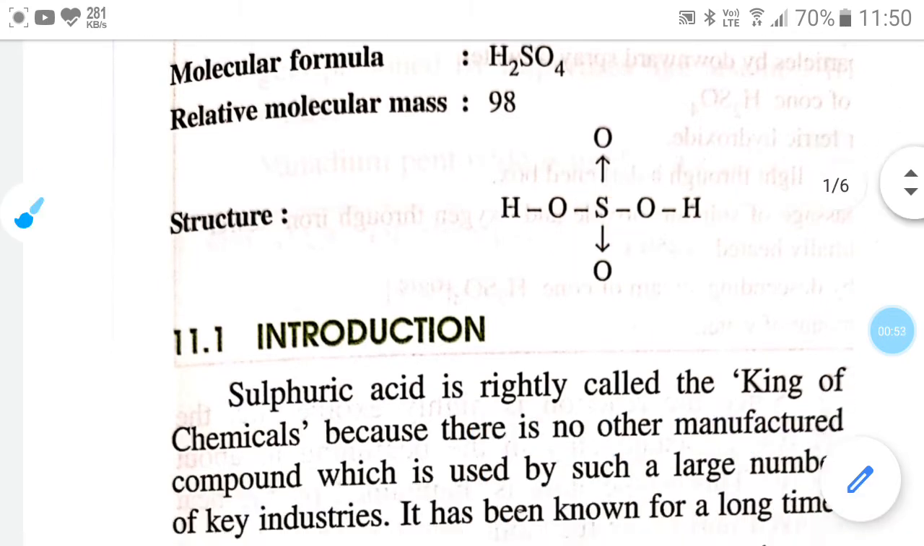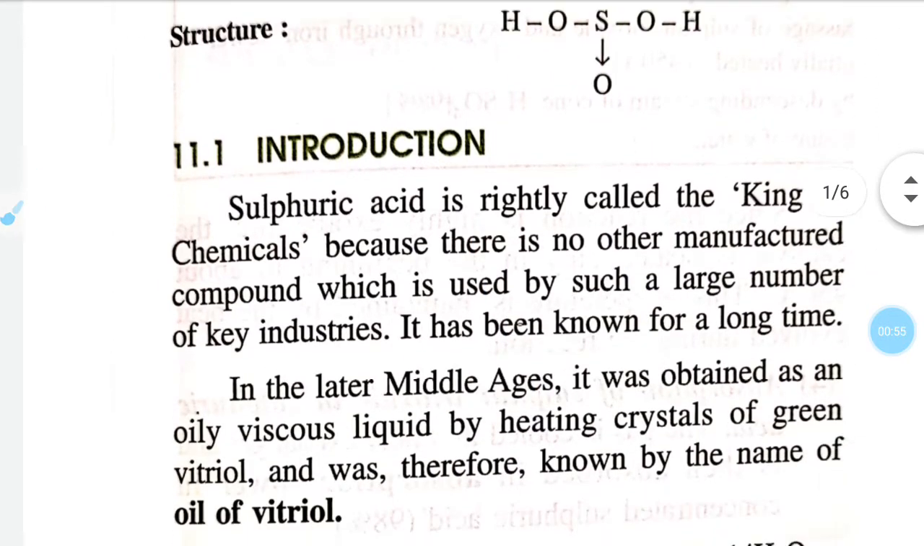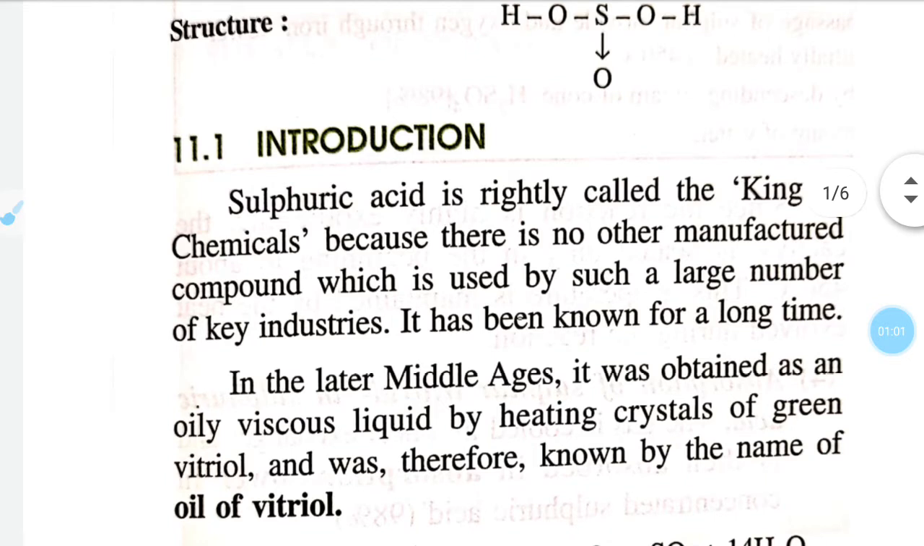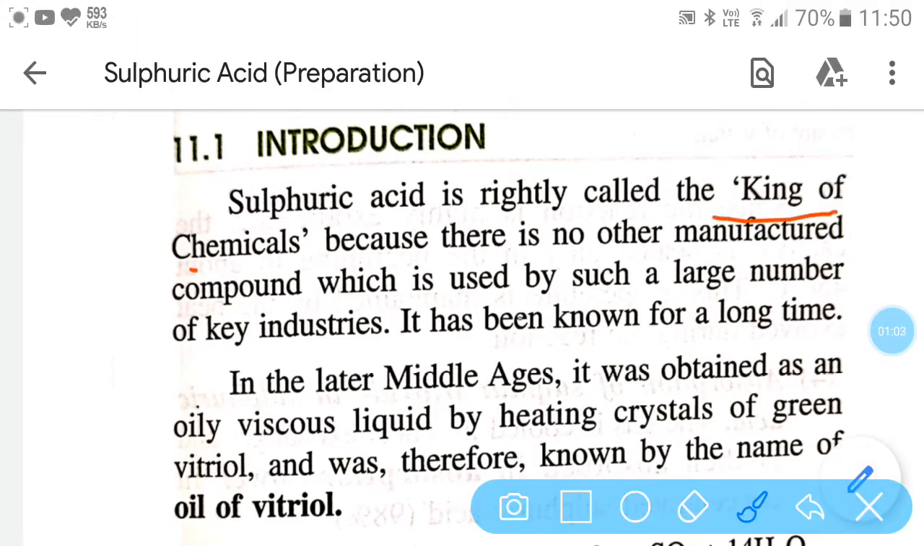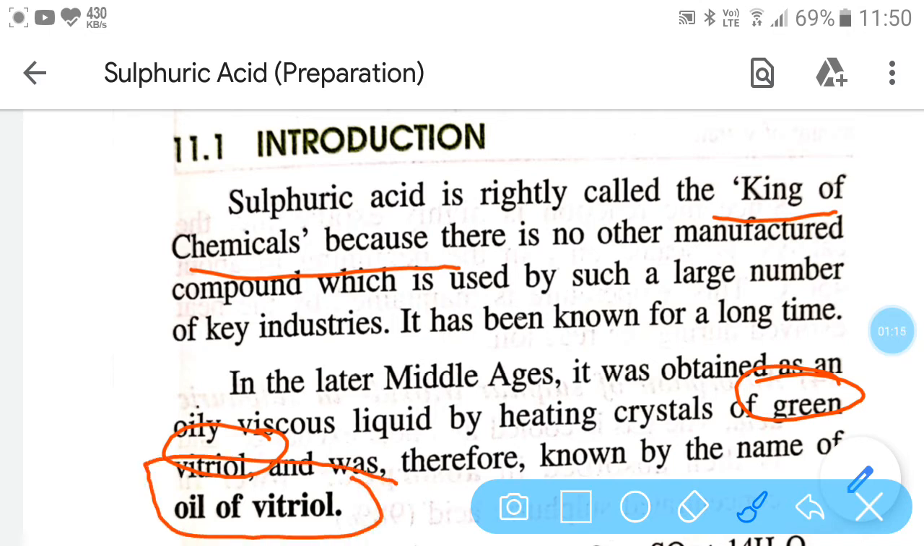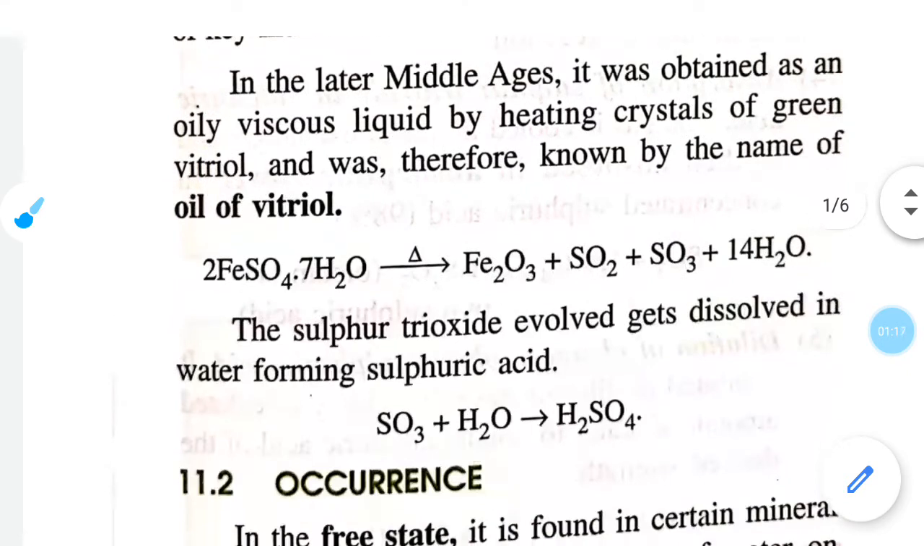If we continue, we will say that sulfuric acid is mostly used in many industries, and only for that reason it is known as the king of the chemicals. In the Middle Ages, when green vitriol was heated, we got an oily substance, and for that reason it is known as oil of vitriol.